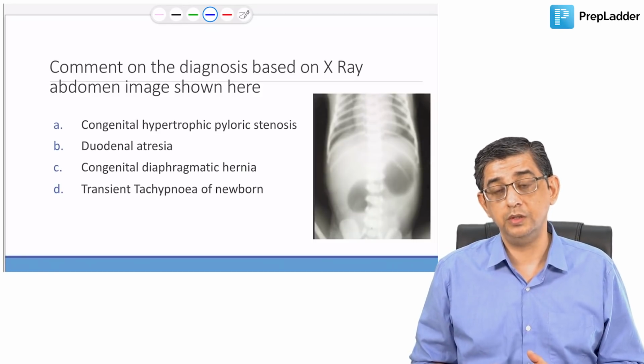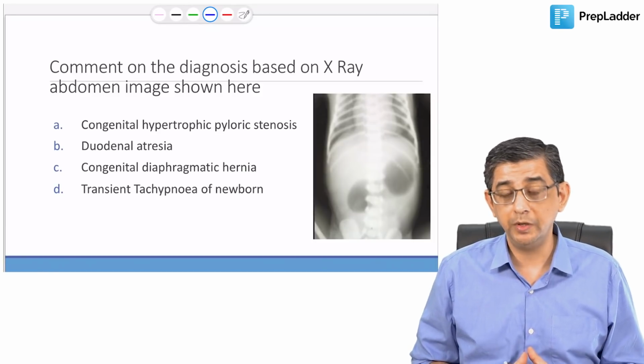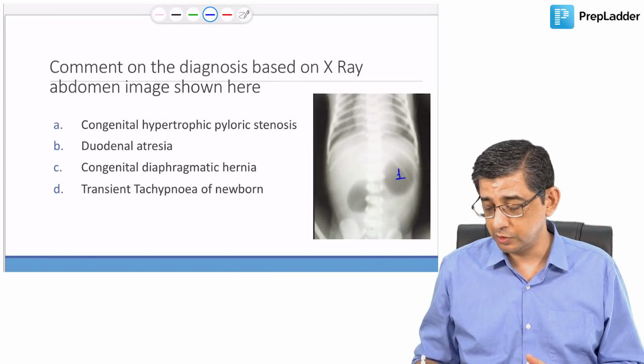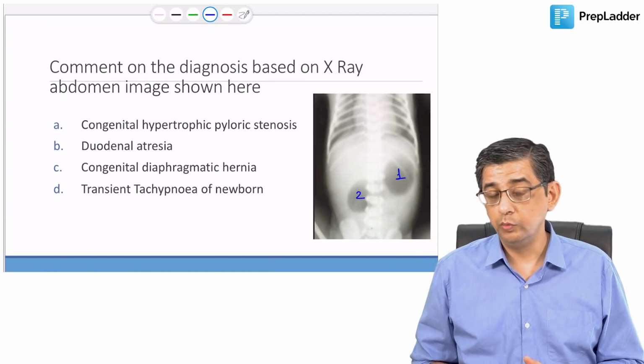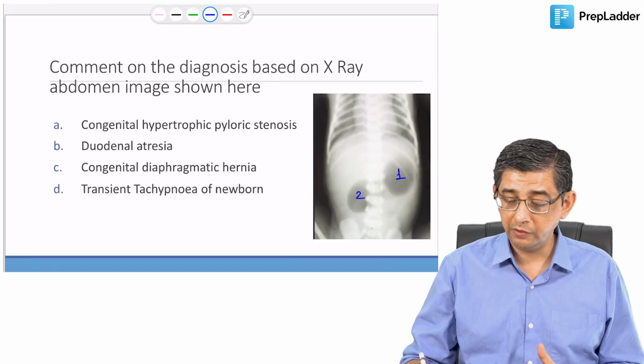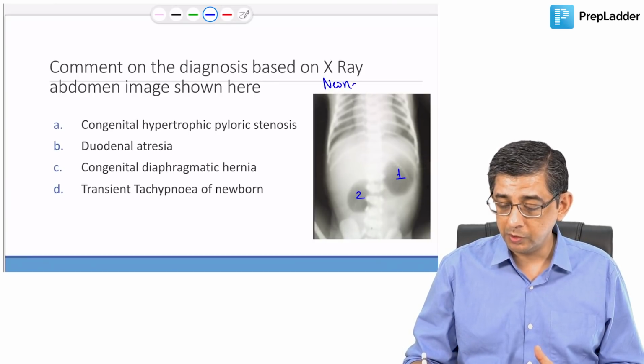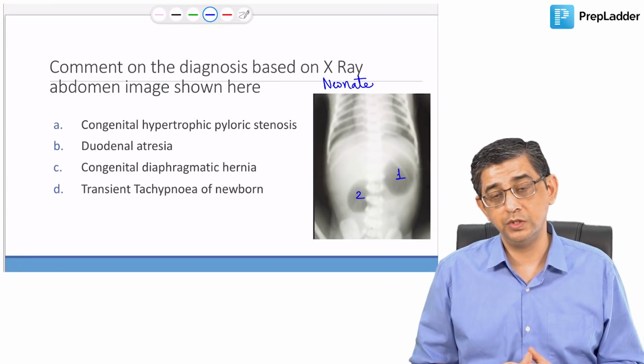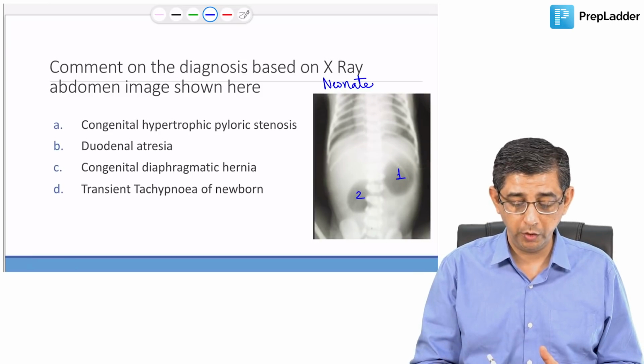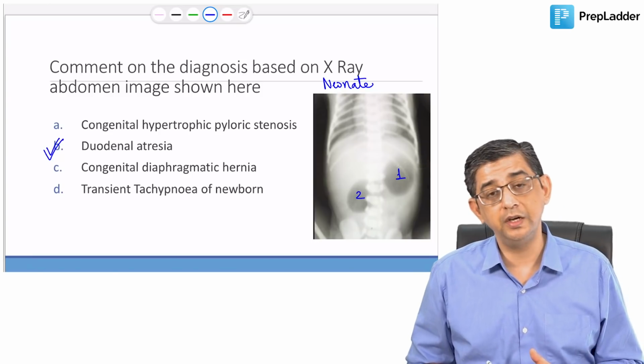The next question talks about a diagnosis based on an X-ray abdomen image. You can definitely see two bubbles present here. The moment you see a newborn baby's X-ray with two bubbles present, I think that's a spot diagnosis. Double bubble appearance is a feature of duodenal atresia, so you can easily identify it.